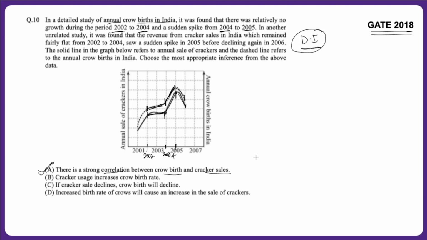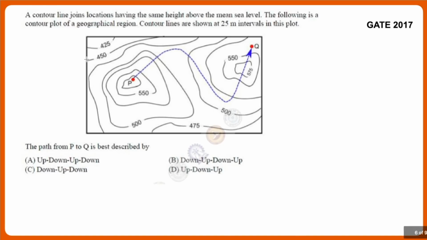Let's take another question. Okay, so this question was asked in GATE 2017, and it says that a contour line joins locations having the same height above the mean sea level. The following is the contour plot of a geographical region. Contour lines are shown at 25-meter intervals in this plot.